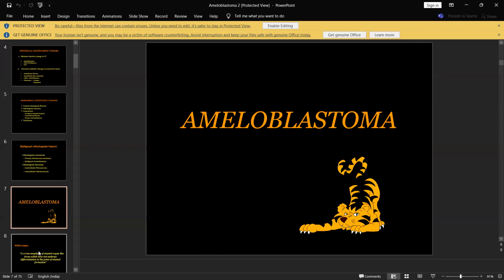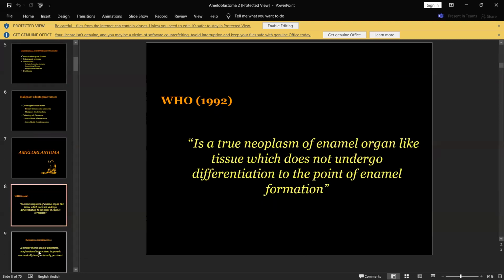Then coming to ameloblastoma in particular. The WHO in 1992 gave a classification telling that it's a true neoplasm of enamel organ-like tissue which does not undergo differentiation to the point of enamel formation. So enamel formation doesn't happen, but it's something like a look-alike of your enamel organ.